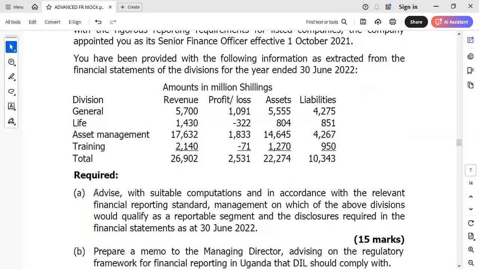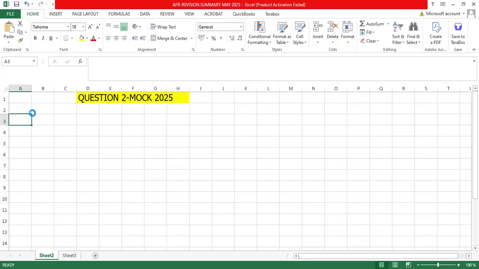So here we are just advising. We are not writing a report. So it's just here you're trying to advise. You have different divisions: general life, asset management, training. And for each division you are given revenue, profit or loss, assets and liabilities. So how can you start? This is a question 2 number. You need to write something about the standard.